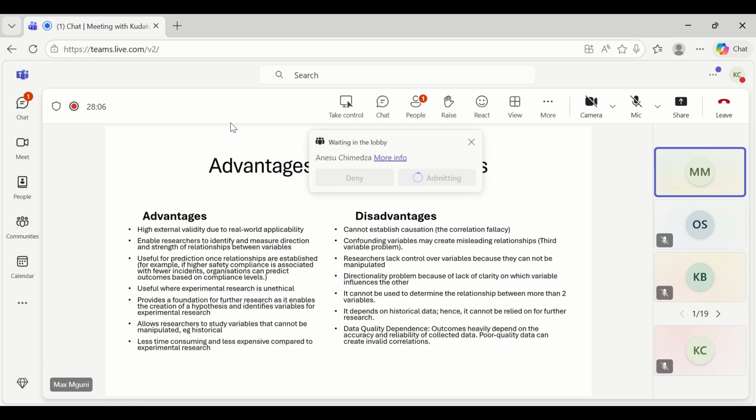Directionability problem because of lack of clarity on which variable influences the other. It depends on historical data, hence it cannot be relied on for further research. Remember, we said this one cannot be used for prospective.